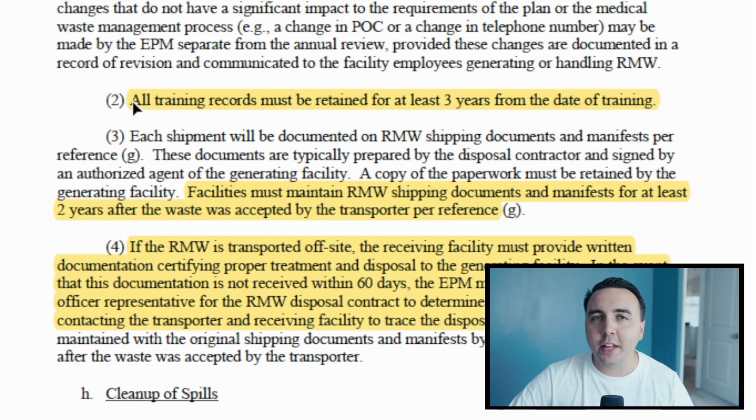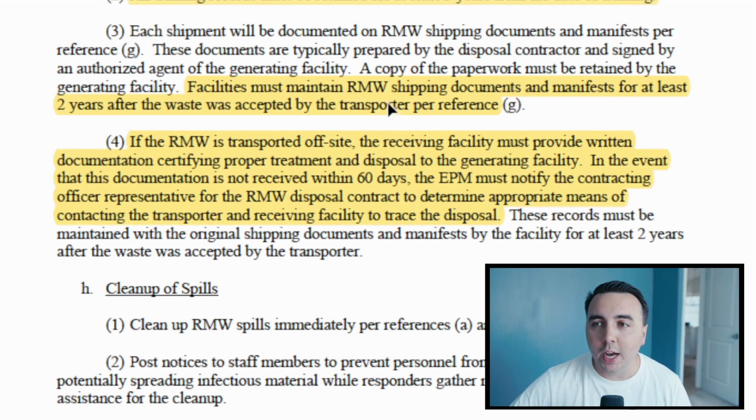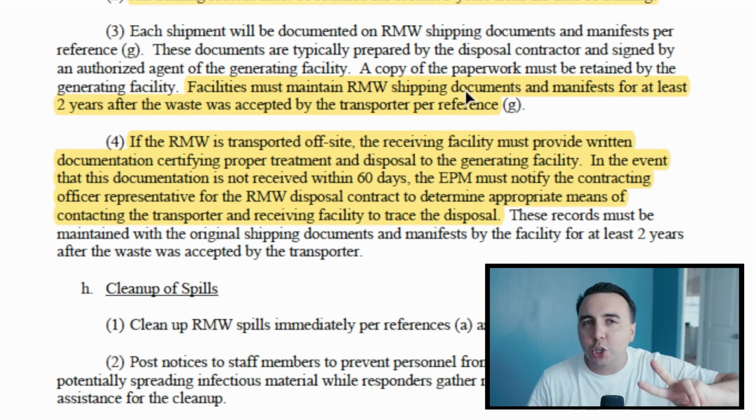Now, all the training that you're going to do every single year, you have to keep those records on hand for at least 3 years. Now, as far as the records go, for documenting everything here, it says facilities must maintain that shipping document if you get it sent offsite for at least 2 years.